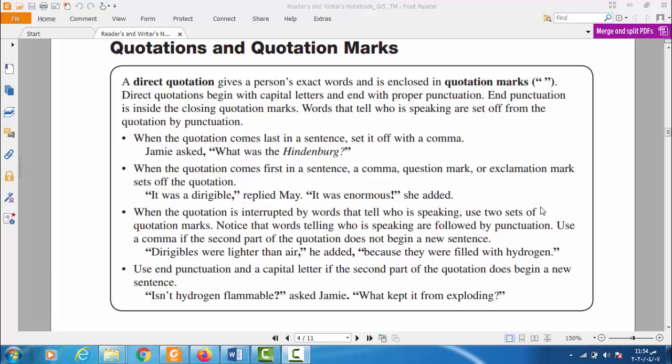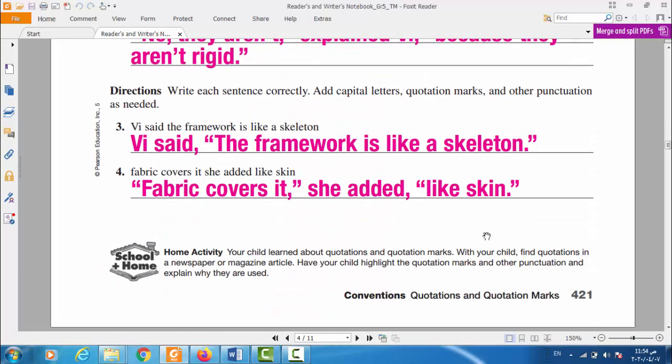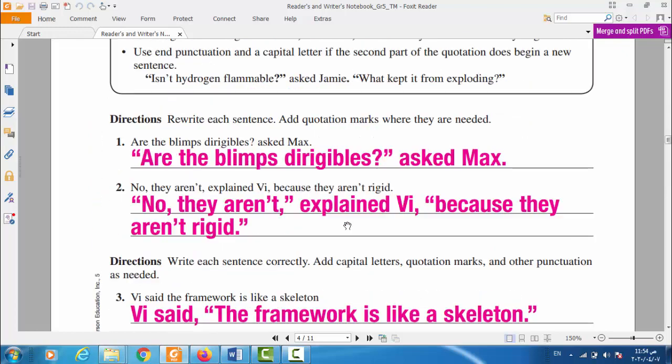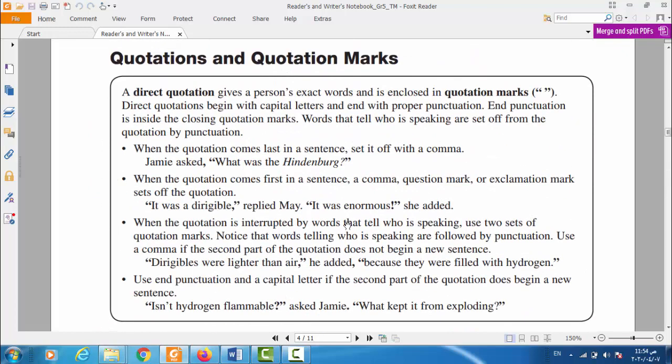Today's lesson is going to be divided into two parts. The first part is grammar, which is quotation and quotation marks in the Readers and Writers Notebook, page 421. The second part will be the writing, which is the parody, how to write a parody. We explained this part before. I'm going to put the second part of today's lesson in another video, guys, to check if you understand it or not.